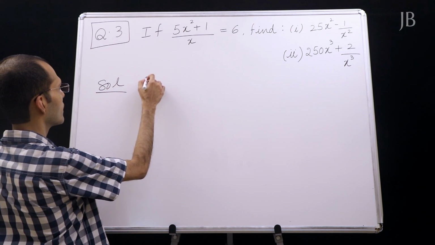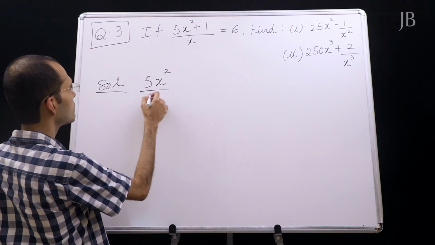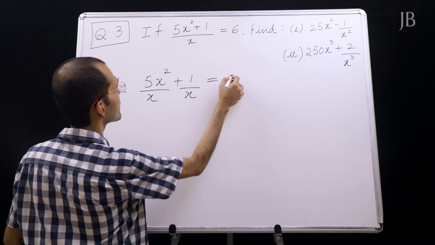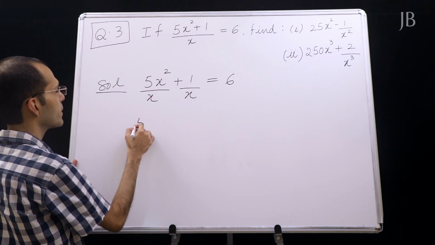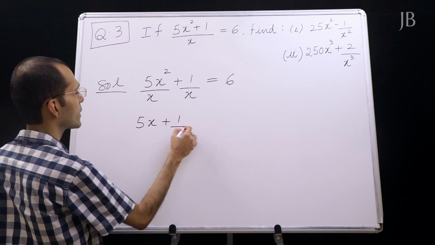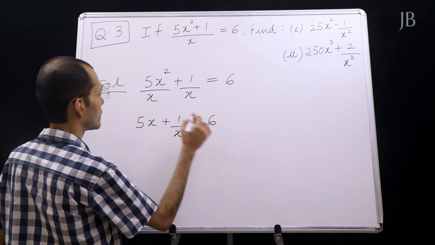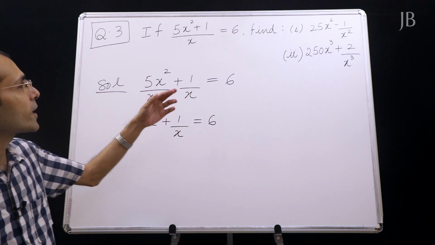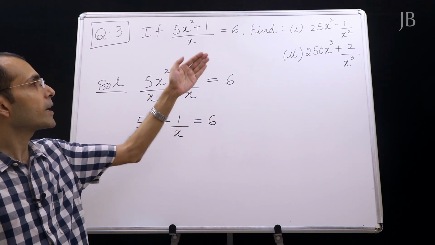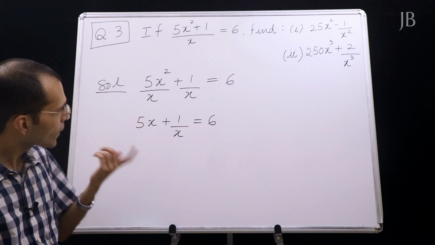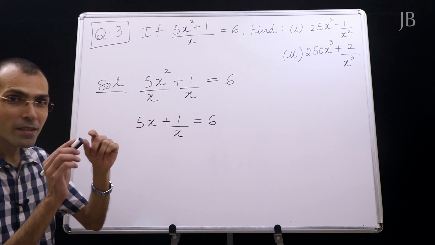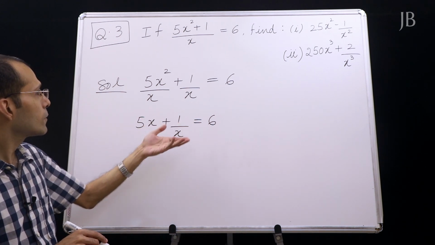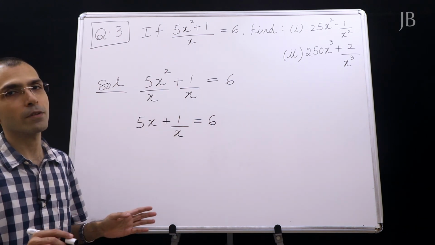So it will be 5x square upon x plus 1 upon x is 6. Now this would be 5x plus 1 upon x is 6. Now it has come in our familiar form. We wish to find 25x square minus 1 upon x square. Okay. Be careful, it is difference, it is not plus. So if you square this, you will not get 25x square minus 1 upon x square.